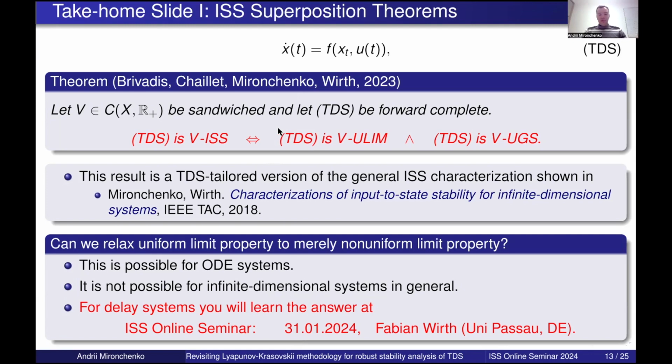What I can say is that for ODEs, this can be improved. One can relax and, instead of the uniform limit property, have the so-called non-uniform limit property. And it is not possible for infinite dimensional systems to relax, to kill this uniformity. But for time delay systems, the answer is really interesting, and you can learn it in 2 weeks. But for today, I will use this result for developing Lyapunov-Krasovskii theory.